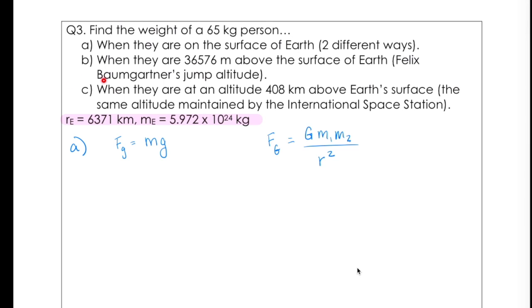Same thing for C. Except you need to convert this to meters before you add it to the number and plug it into the equation.